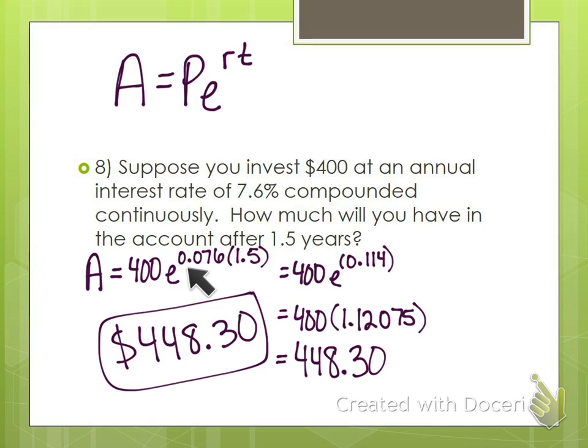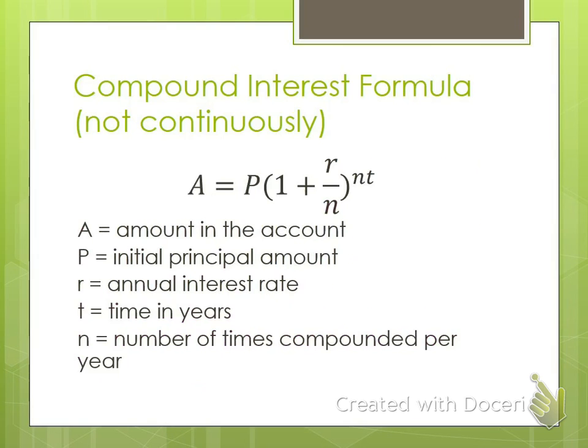All right. Recap. We took our 0.076 times 1.5 to get our exponent of 0.114. E raised to that power gave us about 1.12075. Multiplied to the 400 gave us that 448.30.